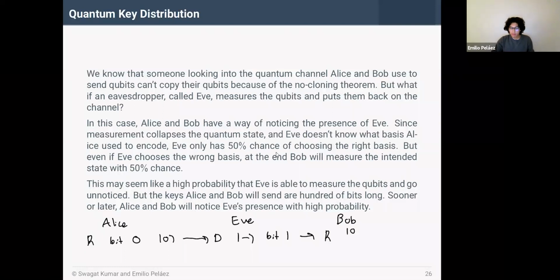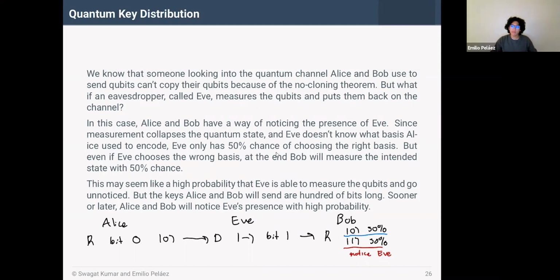But now Bob will get 0 with 50% chance and 1 with 50% chance. So what happens here? When Alice and Bob share their string of bases, they will see that they chose the same basis, so they're expecting both to get the state 0. But they have only a 50-50 chance of doing so. So if Bob measures 1, they will notice, because they chose the same basis, so they must have the same state. But since they did not have the same state, there must be something going on between Alice and Bob. That's if. But what happens in this case?